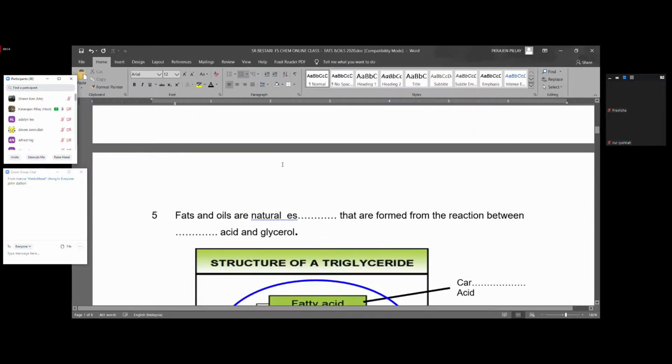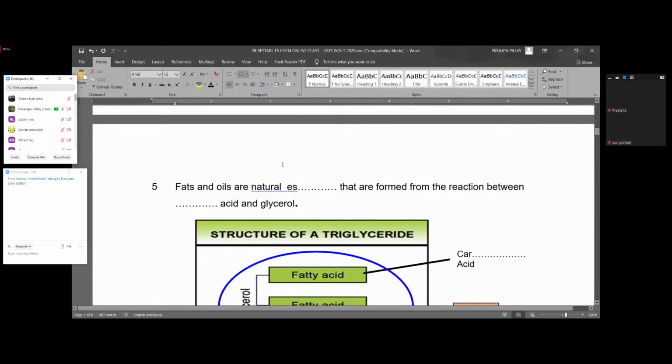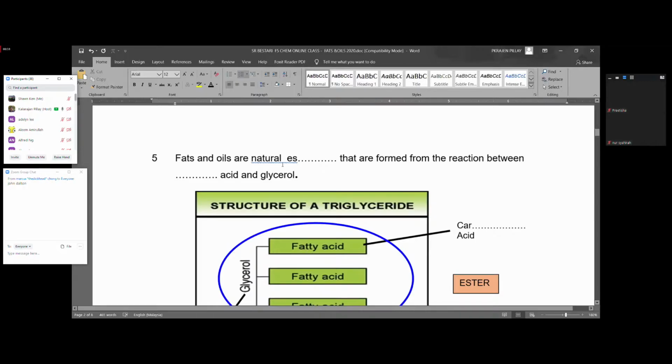So we come to our lesson. We have already learned about ester. How do you get an ester? Let's check. Jasmine, are you there? Yes. How do you produce an ester? What do you mix? Through esterification between alcohol and carboxylic acid. The process is esterification, correct? Alcohol and carboxylic acid.